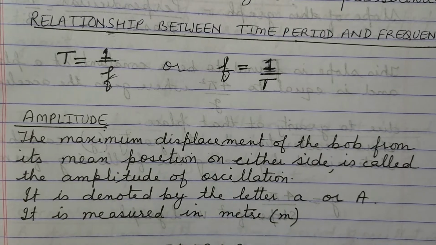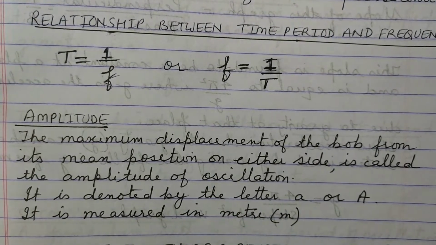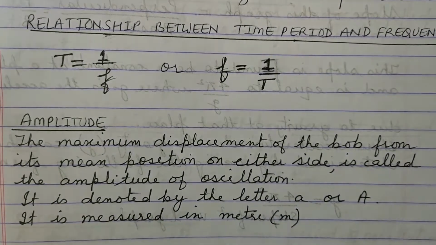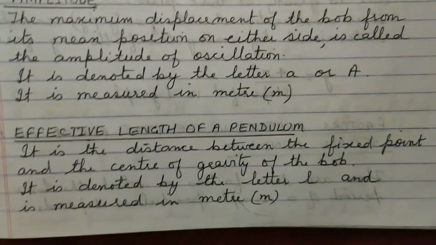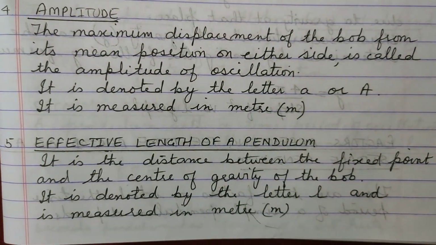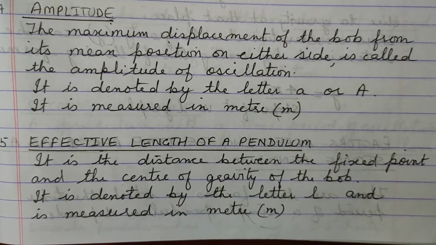It is represented by small a or capital A, and the SI unit will be meter. As I told you before, the effective length will always be from the fixed point up to the center of gravity of the pendulum bob.